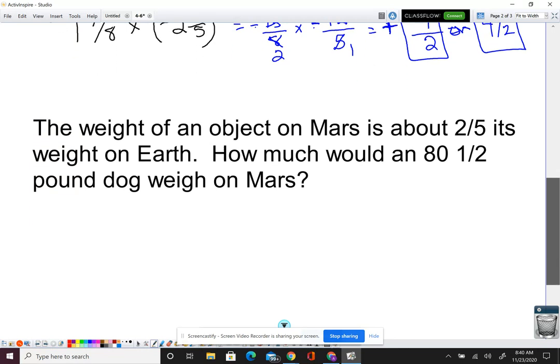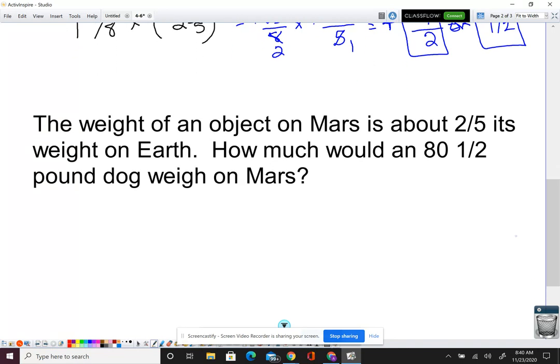Okay. So the weight of an object on Mars is about 2/5 its weight on Earth. How much would an 80 1/2 pound dog weigh on Mars? I'm going to take this 80 1/2 and times it by 2/5. So I'm going to convert this. This is going to be 161 over 2 times 2/5. The 2's will cancel. I'm left with 161 over 5.